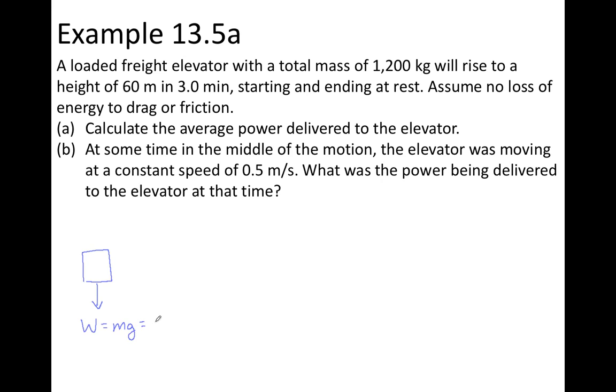And we can calculate that by multiplying the mass given as 1,200 times the value of g, 10. So the value of the weight will be 12,000 newtons. In order to lift the elevator up, there's going to have to be a force up. In this case, that is the tension force, the tension in the cable.